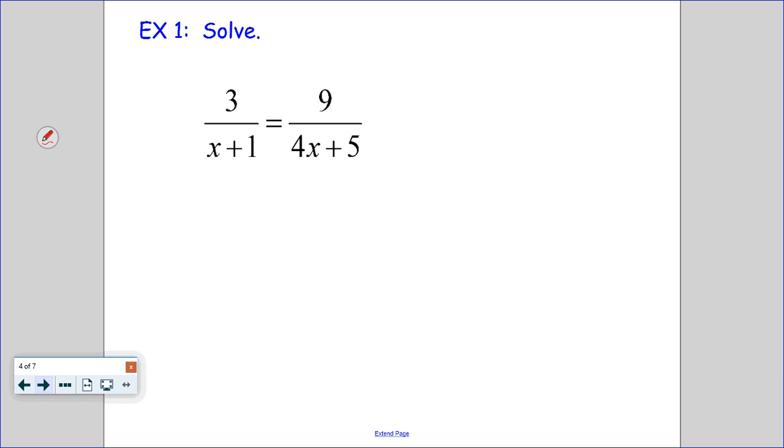3 over x plus 1 equals 9 over 4x plus 5. Have you solved something that looks like this before? Yeah? What do you do to solve something that looks like this? Remember? This can be classified as a proportion because it's a fraction equals a fraction. So you have 2 ratios equal to each other. Remember what you did when you had that?